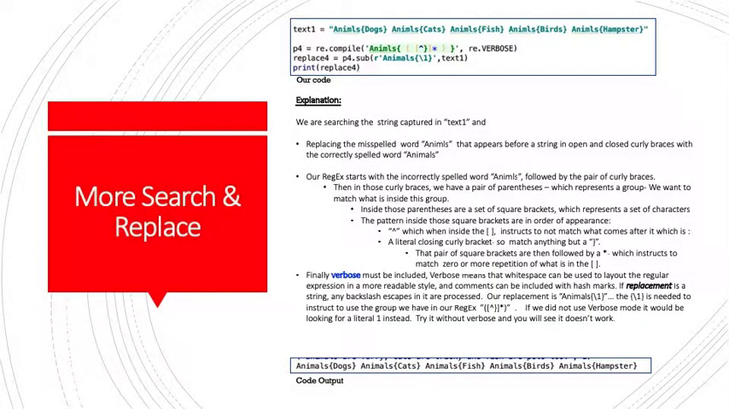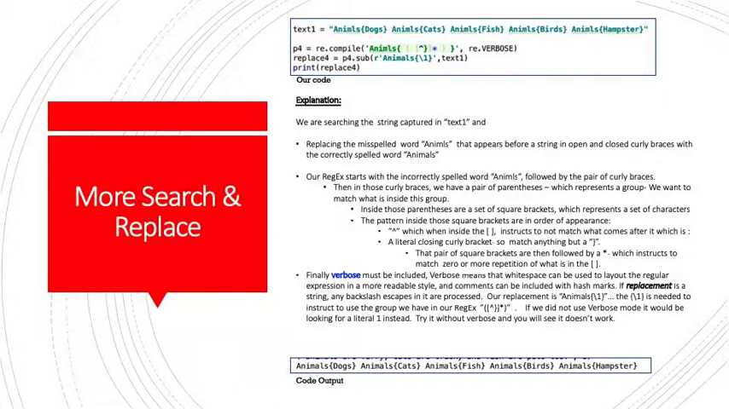And our final example, more search and replace here, but with a twist. We are searching the string captured in text 1, and we want to replace the misspelled word animals that appears before a string in open and closed curly braces with the correctly spelled word animals. Our regular expression starts with the incorrectly spelled word animals, followed by the pair of curly braces. Then in those curly braces, we have a pair of parentheses, which represents a group. We want to match what is inside this group.